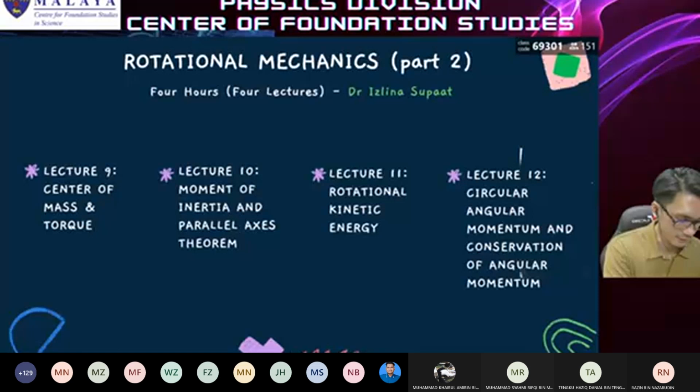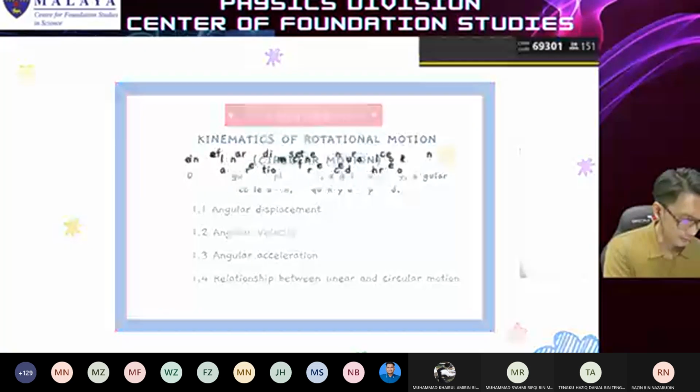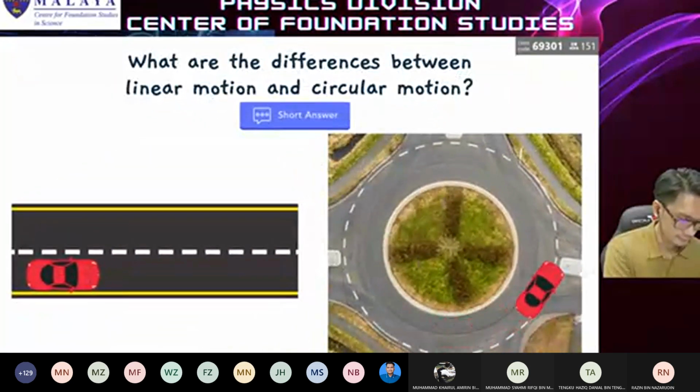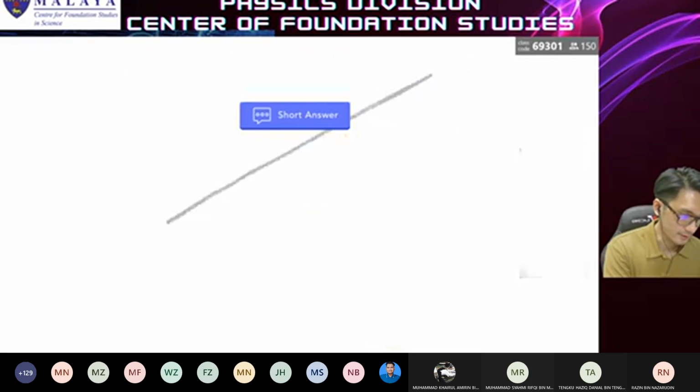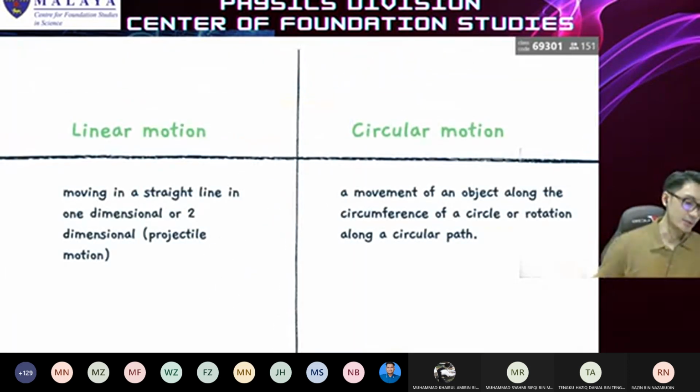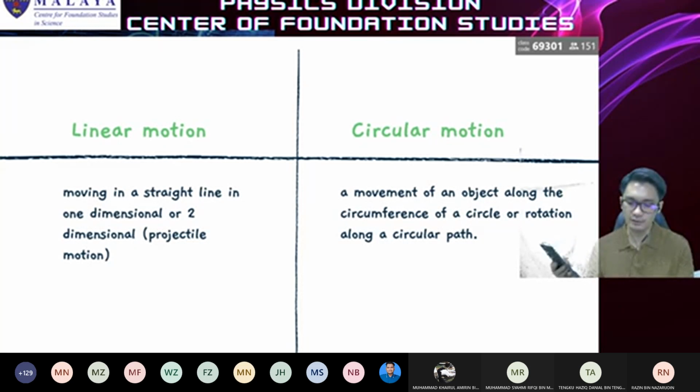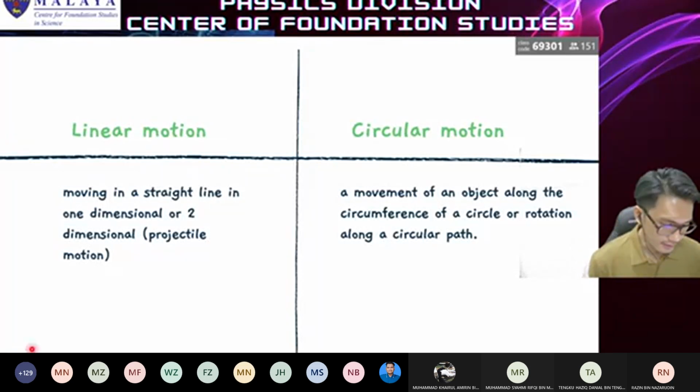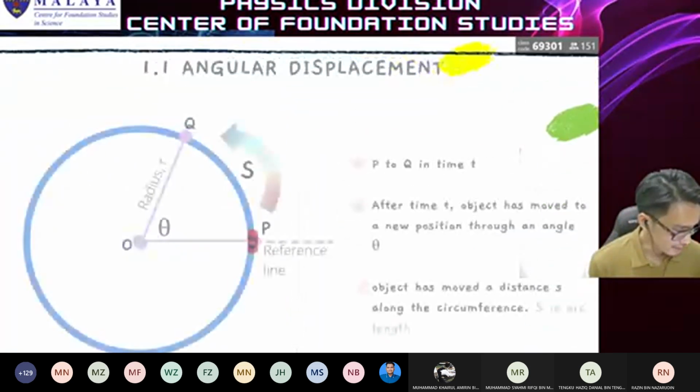Okay, jap saya punya slide dah lari. Okay, so kita tengok apa jawapan dia. Okay, so linear motion betul, moving in a straight line in one dimensional ataupun dua dimensional. So dua dimensional ini lebih kepada projectile motion, and for circular motion, a movement of an object along the circumference of a circle ataupun rotation along a circular path. So saya tengok tadi memang jawapannya banyak yang betul. Okay, good guys. Okay, then kita proceed with the next slide.